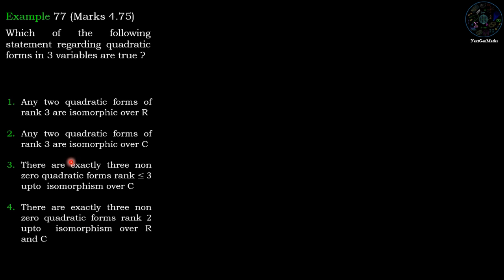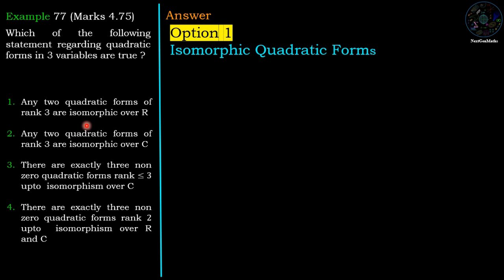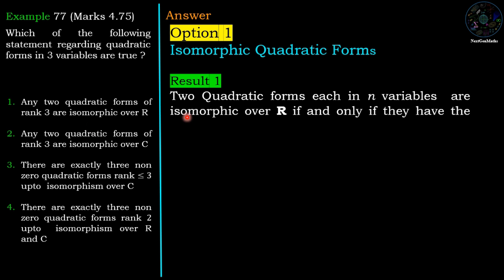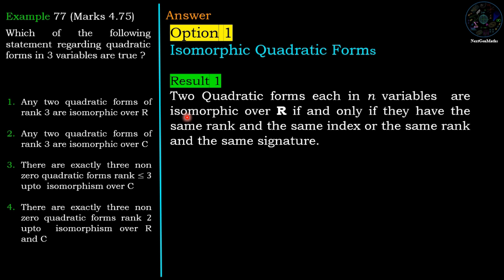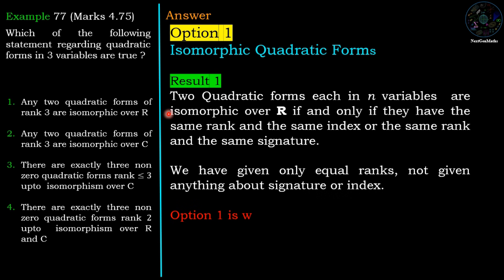So it is a problem about the isomorphism of quadratic forms. So we have some results. First, the result for the real quadratic form: two quadratic forms, each in n variables, are isomorphic over R if and only if they have the same rank and the same index, or the same rank and the same signature. But in option 1 we have given only the rank. We don't have anything about the signature or index. Therefore this statement is incomplete, and because of that we cannot say option 1 is correct, and so option 1 is wrong.